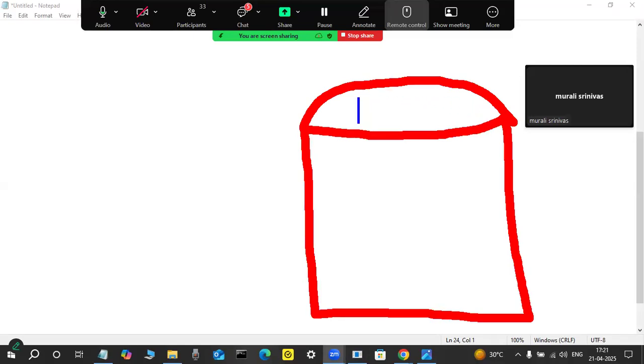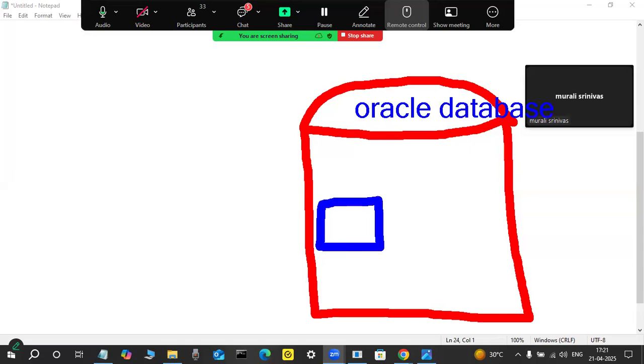Now check it out. Observe here. This is an Oracle database. For example, whenever we are installing Oracle software, the Oracle database. Database means container. Some place is created. In this database, we are storing a structured collection of data. Structured collection of data means data is stored in table format only.